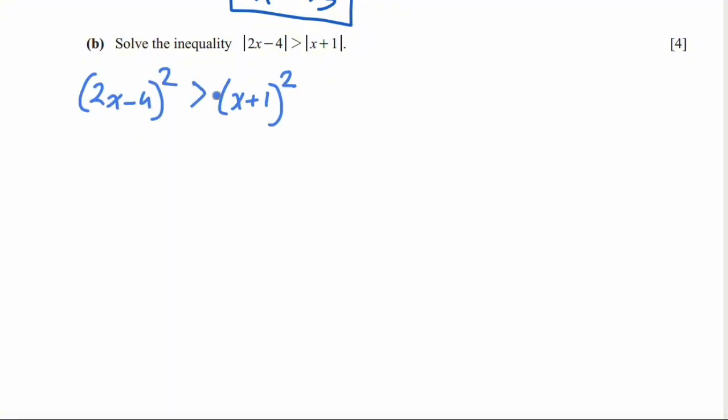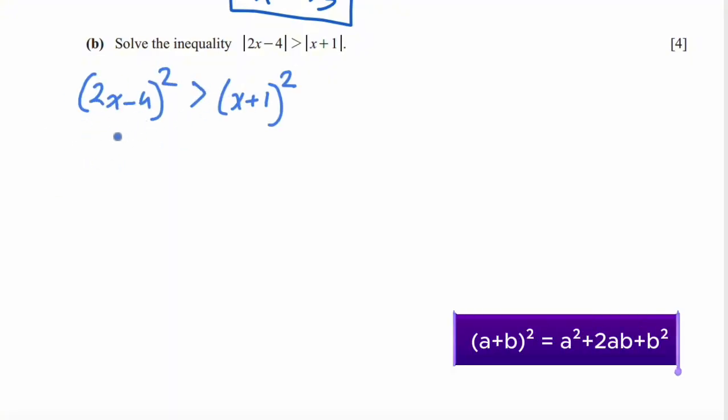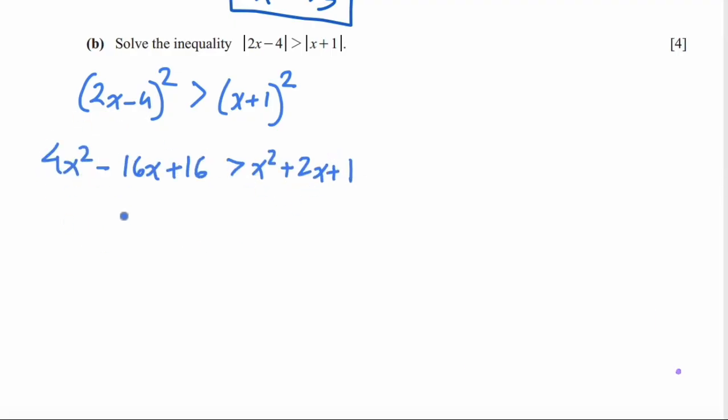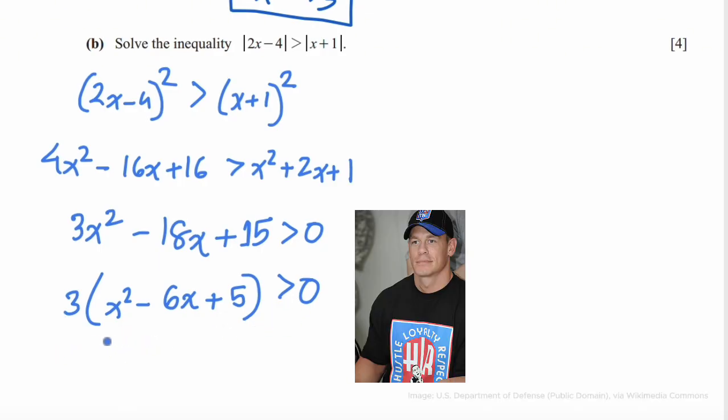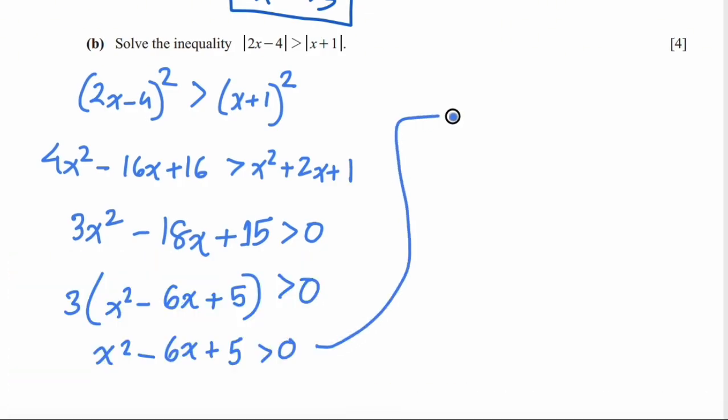We square both sides and then we simplify by using the formula that I'm showing on the screen right now. Then we take everything on the left side of the equal sign. 4 minus 1 is 3, and minus 16 minus 2 is minus 18x, and positive 16 minus 1 is plus 15. Now let's take 3 common from all of these and write. So let's just get rid of this by bringing this over there and making it disappear like boom. And then we all know how to solve this thing, right? So let's get right into it.